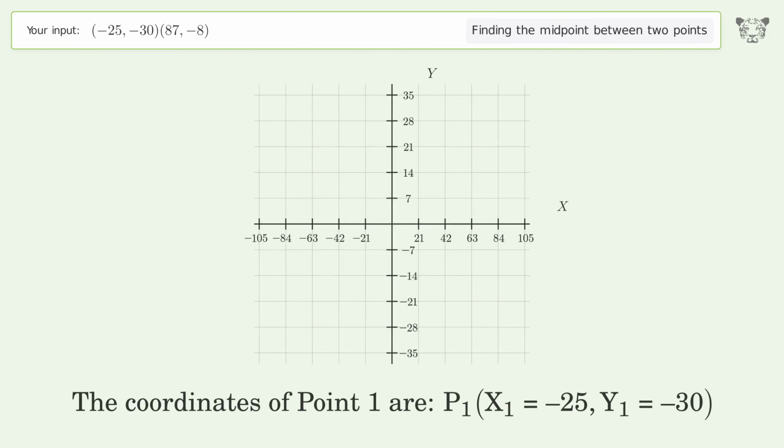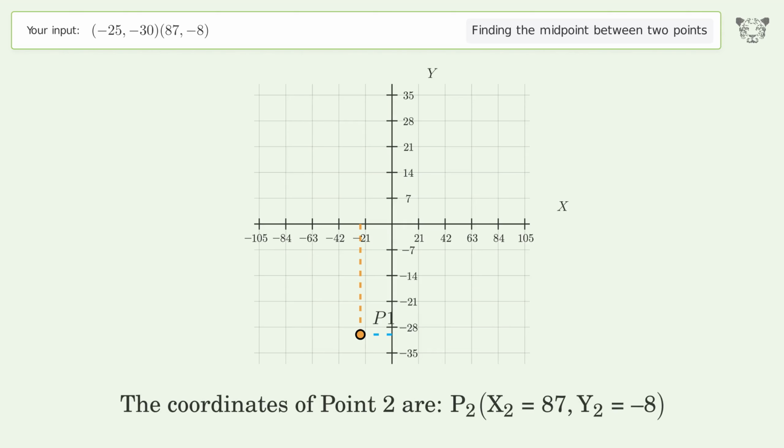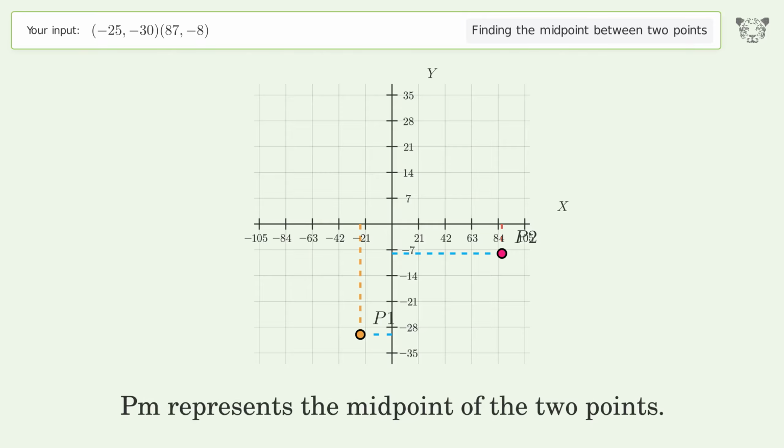The coordinates of point 1 are x1 equals -25, y1 equals -30. The coordinates of point 2 are x2 equals 87, y2 equals -8. PM represents the midpoint of the 2 points.